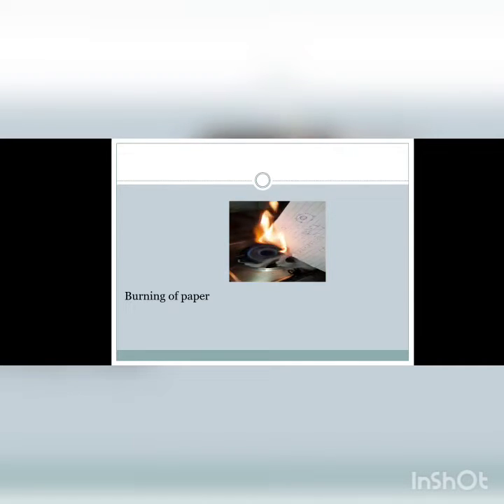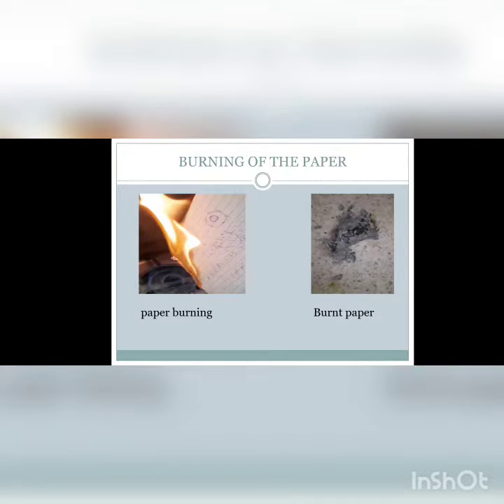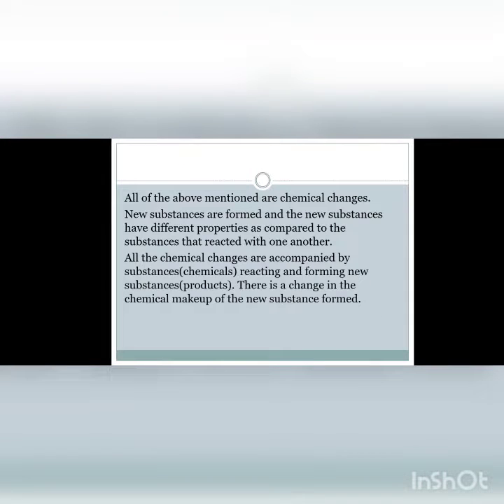And here a reaction is occurring. The paper is made of cellulose, carbon, hydrogen and oxygen, and this is going to get burnt and it will form a new substance. The burnt paper is entirely different from the paper which was not burnt earlier. Now, all of the above examples mentioned are chemical changes. New substances are formed. The new substances formed are products which are entirely different from the reactants. So, chemical changes are accompanied by new substances.